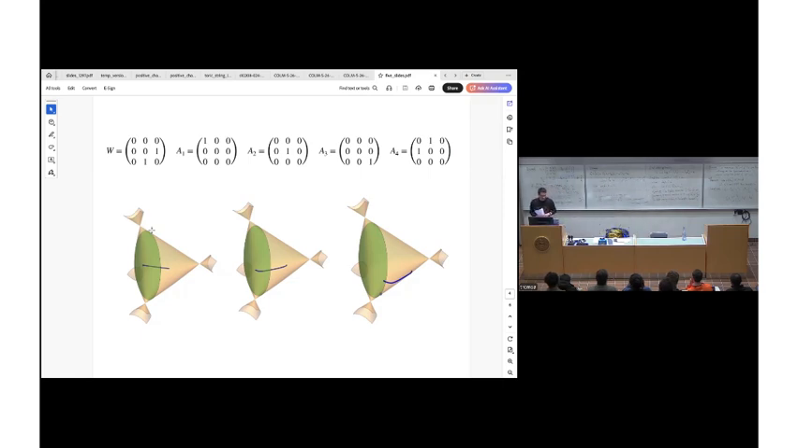Okay, so I promised to say a few words about quantum optimal transport.